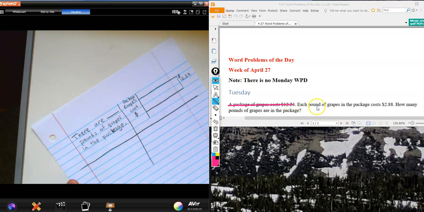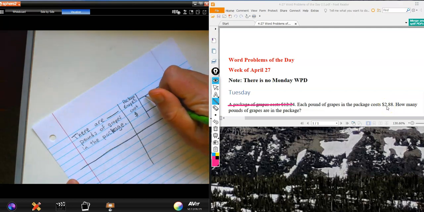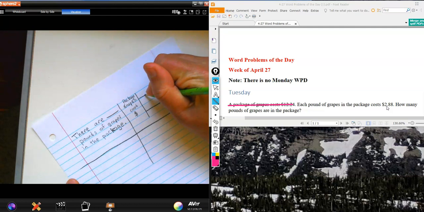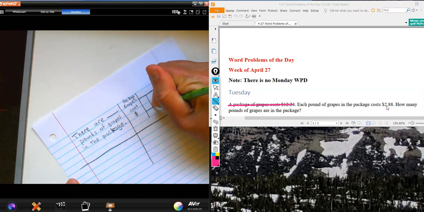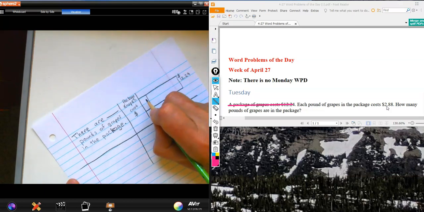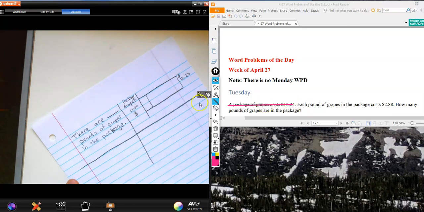The next sentence says each pound of grapes in the package costs $2.88. That means I'll be dividing the cost of the grapes into pounds. I know there's going to be at least 1 pound because $2.88 is a lot smaller than $12.24. I also know that 1 pound of grapes is $2.88. I'm going to take that $2.88 and put it right here inside pound number 1. So let me do that right now.